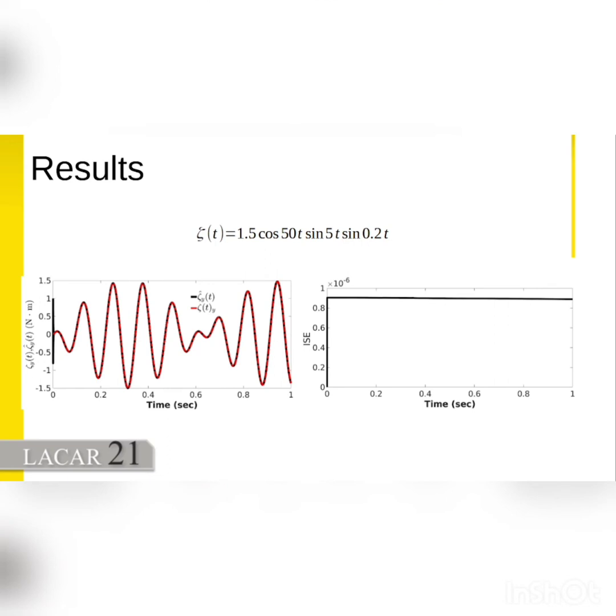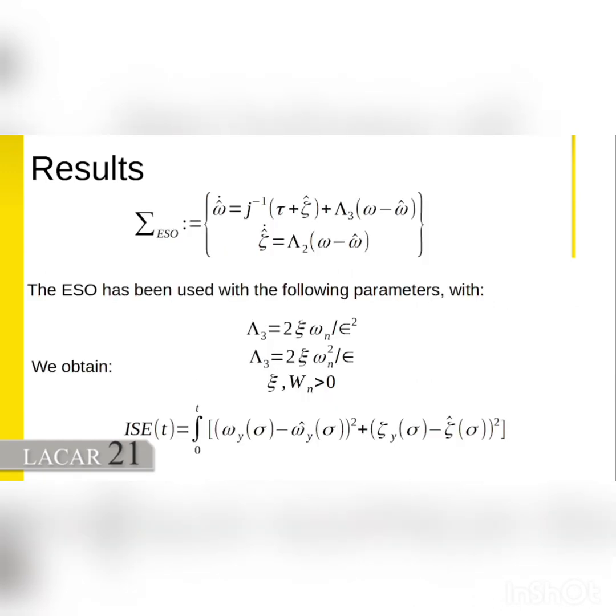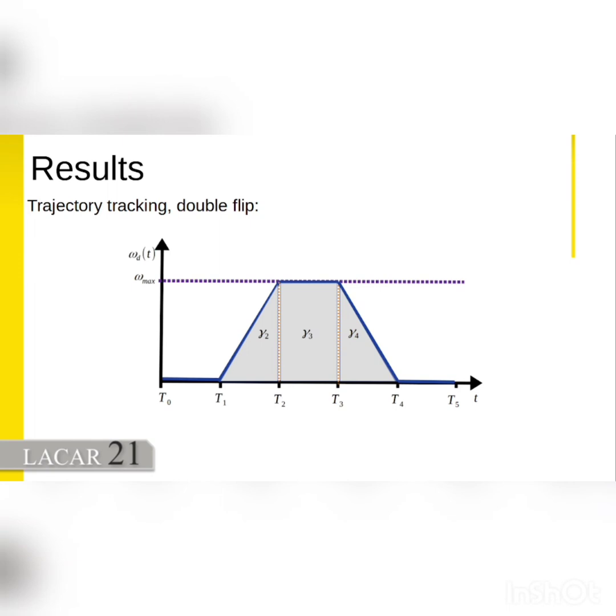In our first result, we have the evolution of the external disturbances in red color, and then in black we have the estimation. Then we have the observer, and it has been used with the following parameters. And then we obtain the next equation. Then we have a graphic that represents the trajectory tracking double flip. And we could see what happened with the quadcopter.